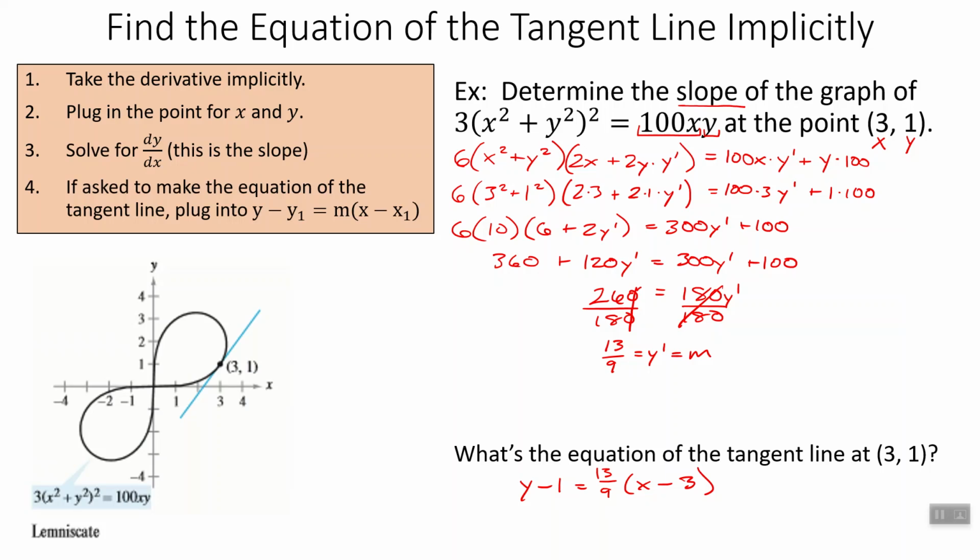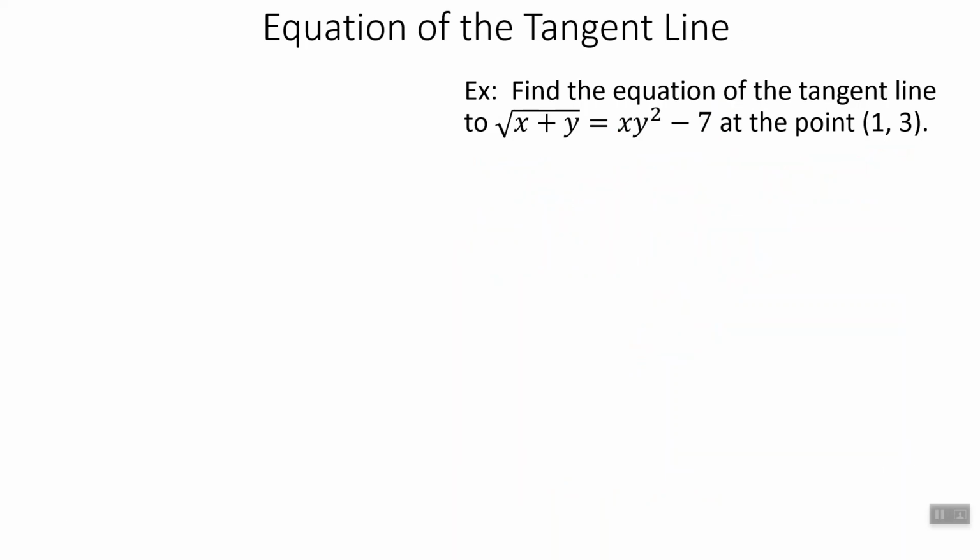All right, and if you're curious, that's what the graph looks like. That's called a lemniscate. It's like an infinity sign, kind of twisted a little bit. Cool, huh?